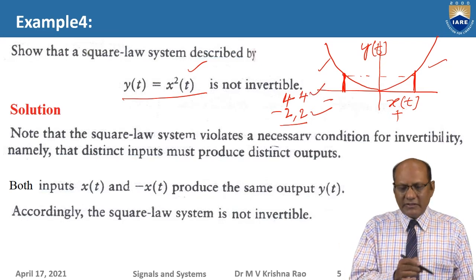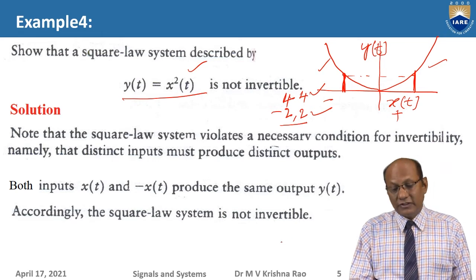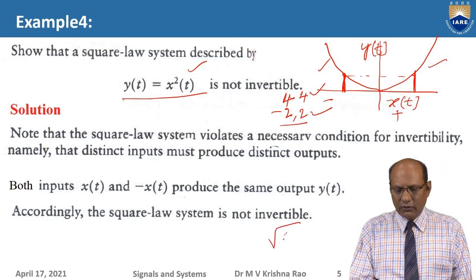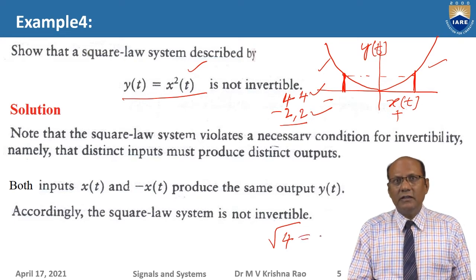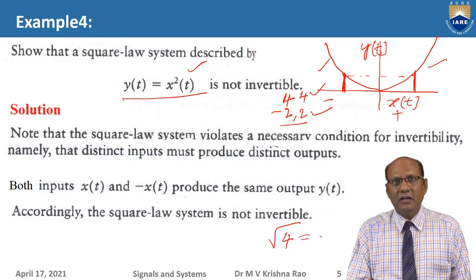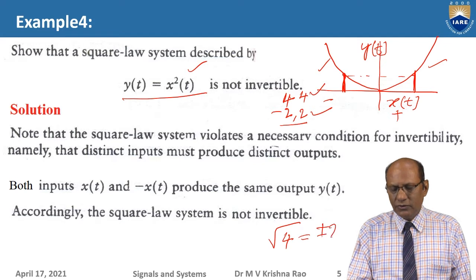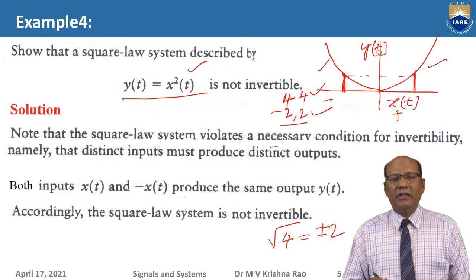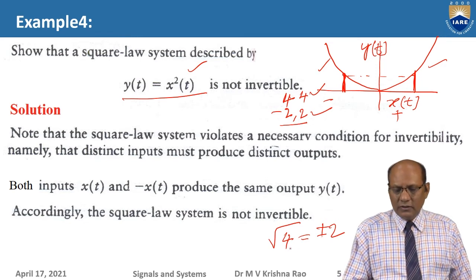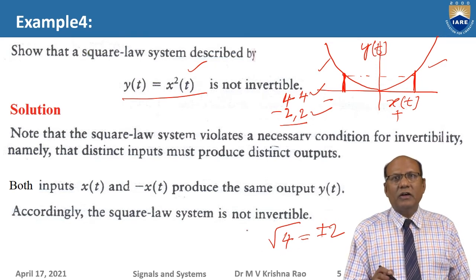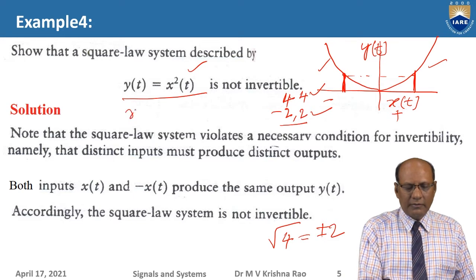Now I want to get back this value. What I have to do is take the square root of that. If I take the square root of 4, what will I get? You should not say plus 2. It may be plus 2 or it may be minus 2, both. There is an ambiguity, so sign information is lost.